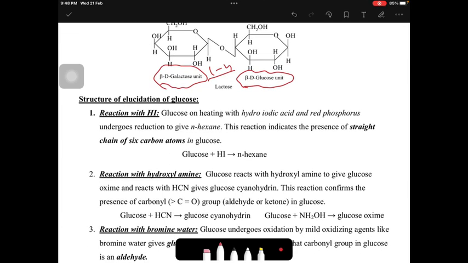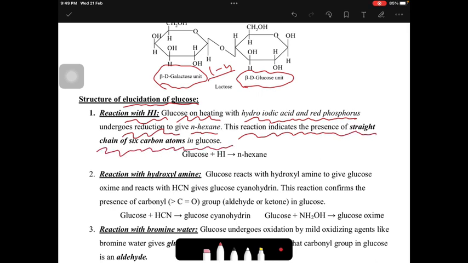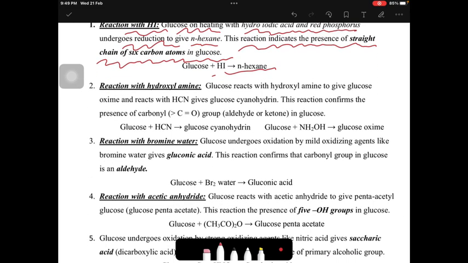Reaction with HI, structural elucidation of glucose. Glucose on heating with hydroiodic acid and red phosphorus undergoes reduction, giving n-hexane. This reaction indicates the presence of a straight chain of 6 carbon atoms in glucose, that is n-hexane. Next, reaction with hydroxylamine. Glucose reacts with hydroxylamine to give glucose oxime and reacts with HCN to give glucose cyanohydrin. This reaction confirms the presence of a carbonyl group, aldehyde or ketone, in glucose.